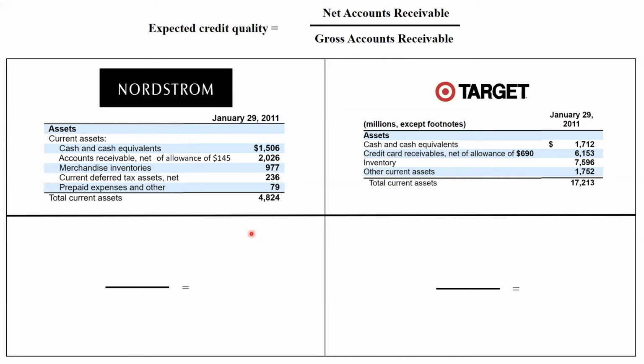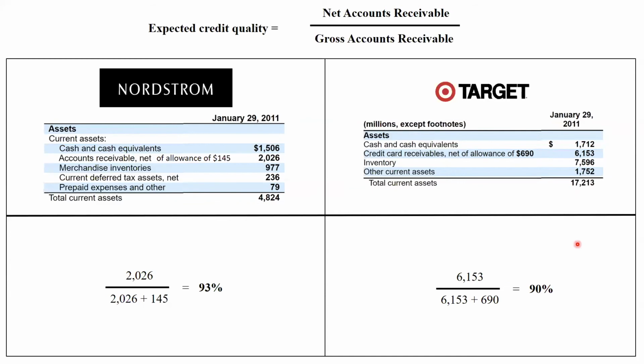For Nordstrom, net accounts receivable, the amount they expect to collect, is here, the asset balance, so 2026. And the total gross accounts receivable is 2026 plus 145. So Nordstrom expects to collect 93% of its total accounts receivable balance. For Target, the numerator is 6153, that's net accounts receivable, and the denominator is 6153 plus the 690. So Target expects to collect 90% of its gross accounts receivable.